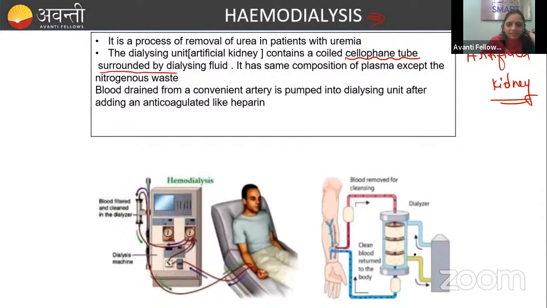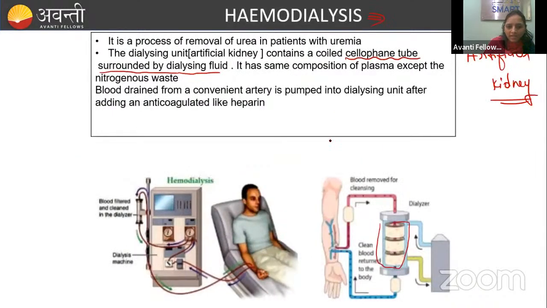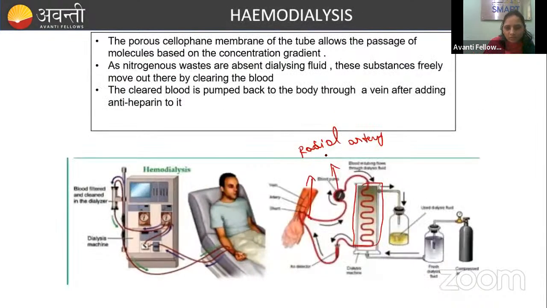Dialysis fluid. Here you can see this consists of the dialysis fluid. Before passing to this dialysis fluid, they are adding heparin to the blood. So that is the heparin. So here they are adding the heparin.